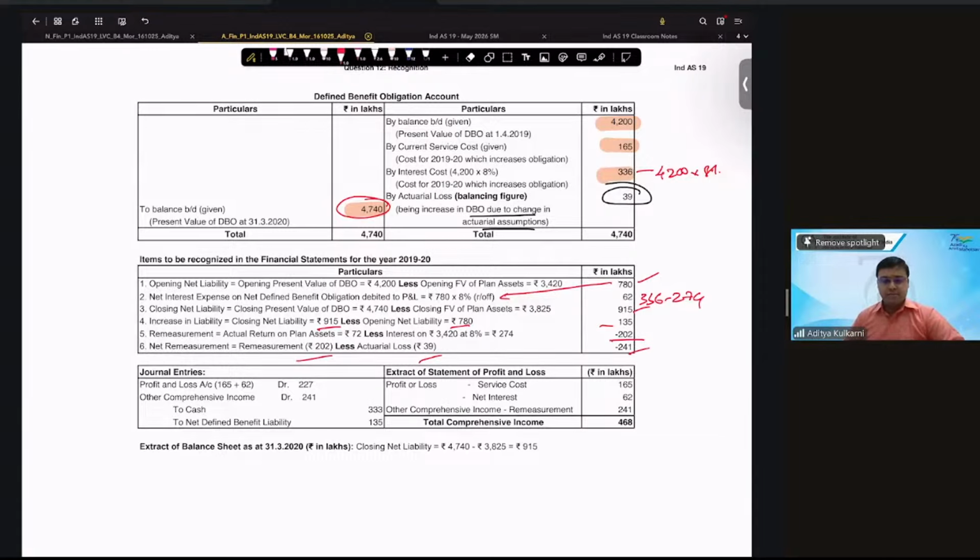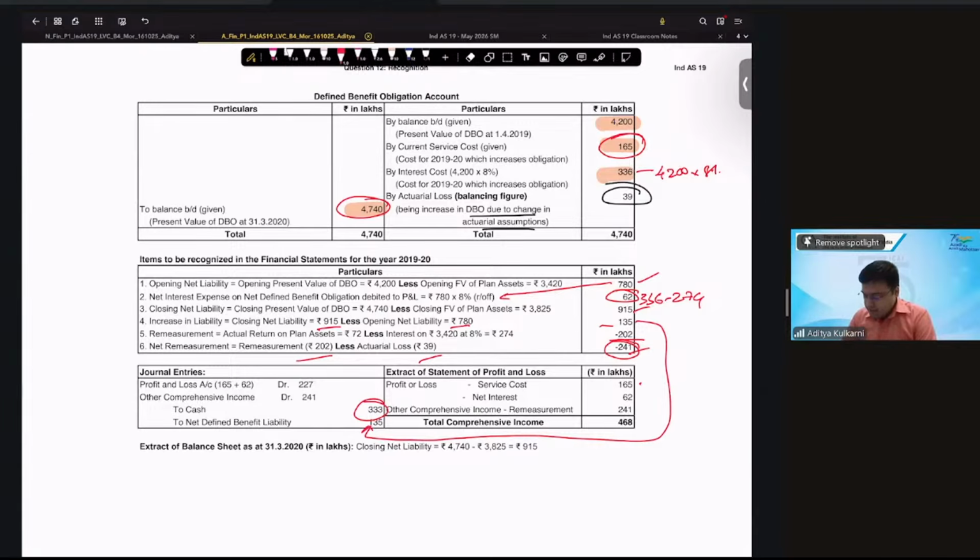P&L account: current service cost 165 plus interest expense 62, debit 227. Other comprehensive income, this is 241. To cash, this is the contribution that you make to the fund. To net defined benefit liability, this is your increase in the liability, 135. That gives you your journal entry.